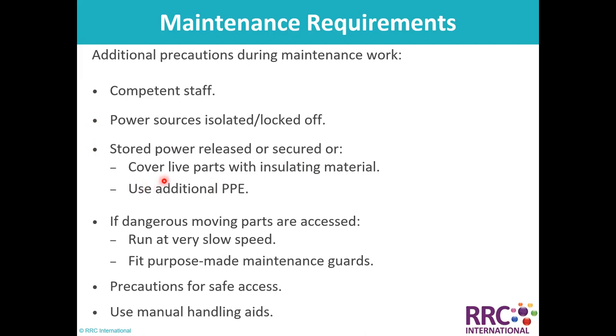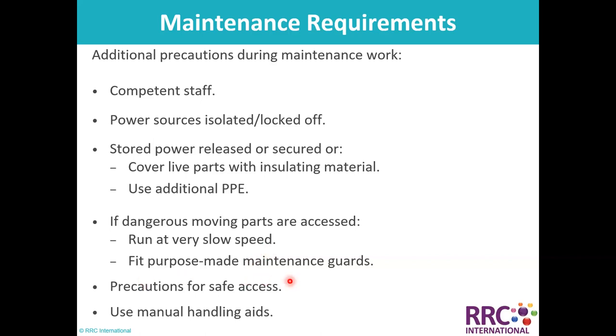Because we have live parts, we must cover the live parts with insulating material. Maybe the power is stored in the batteries, and if we have live parts, we must cover them. We also need to use additional PPE if required. Next is if dangerous moving parts are accessed, in case you are going to go for some mechanical parts of the machine, for example fans or belts or drives, motors, we must make sure that these parts are running at very slow speed, so that we have proper control, as well as in case of an emergency, we can get outside.